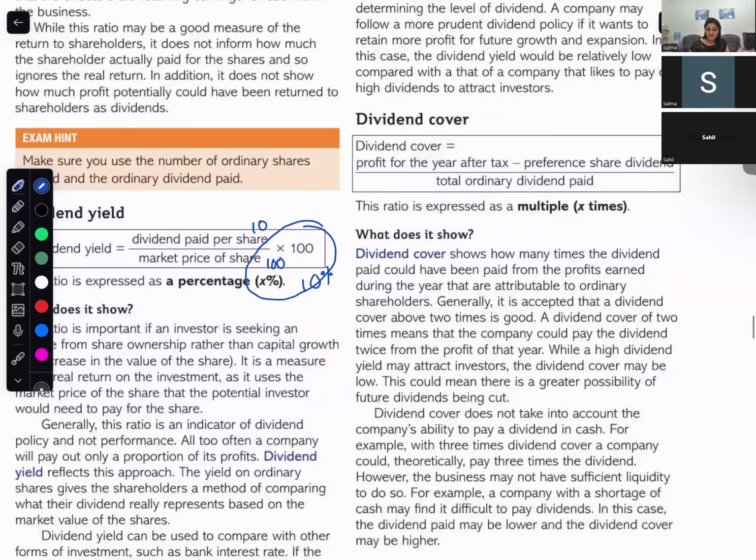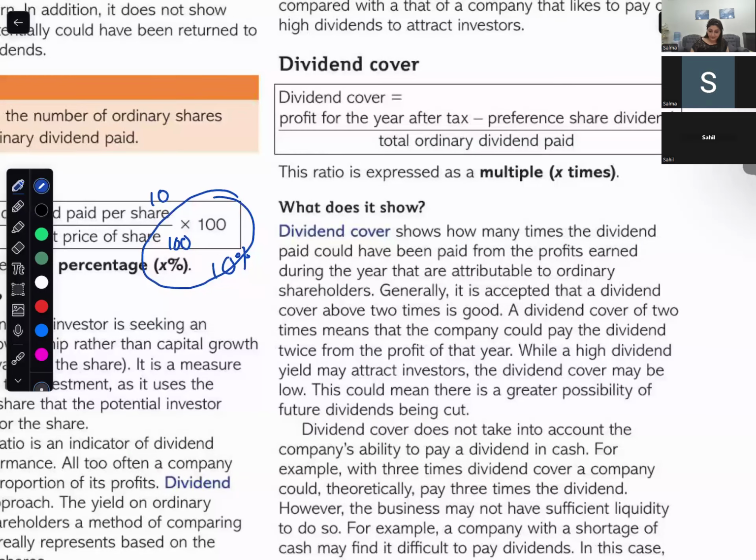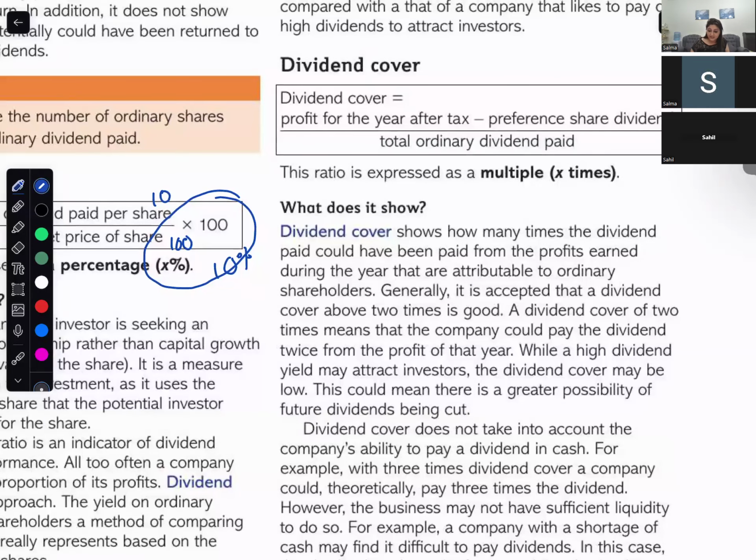Let's talk about dividend cover. What does dividend cover tell you? How many times the profits can be used to pay the dividend, or how many times the dividend can be paid from the profits that you're getting? But which profit are you looking at?